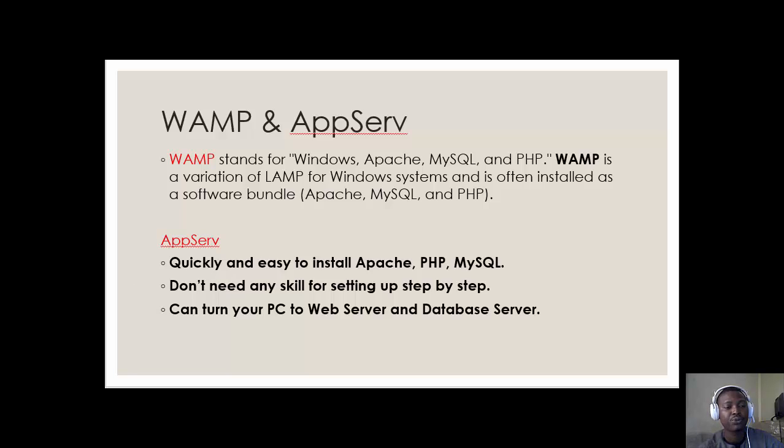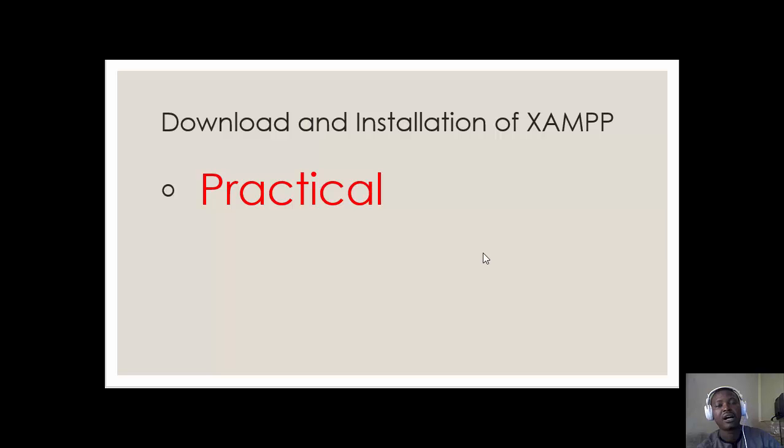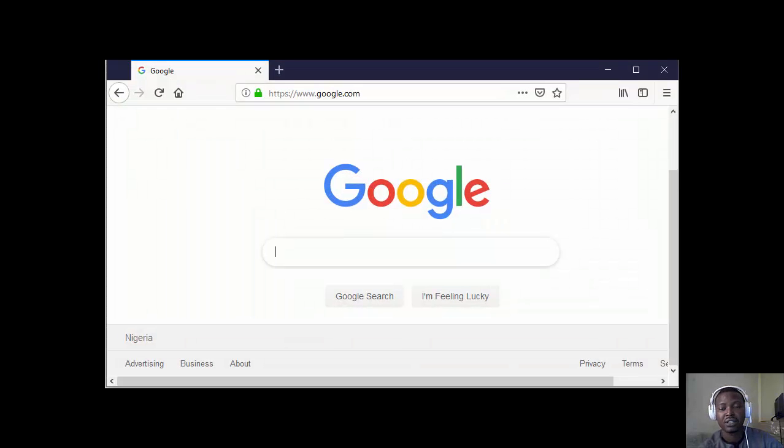Okay, so now we move to practical. We want to download and install XAMPP. How do we go about it? We move to a web browser, assuming that you have internet connected on your system. Okay, go to google.com, and you want to download the XAMPP application that will give you the web server and the database server on one platform.